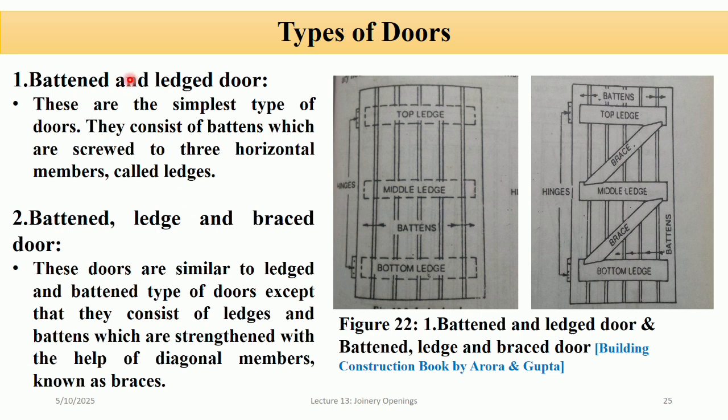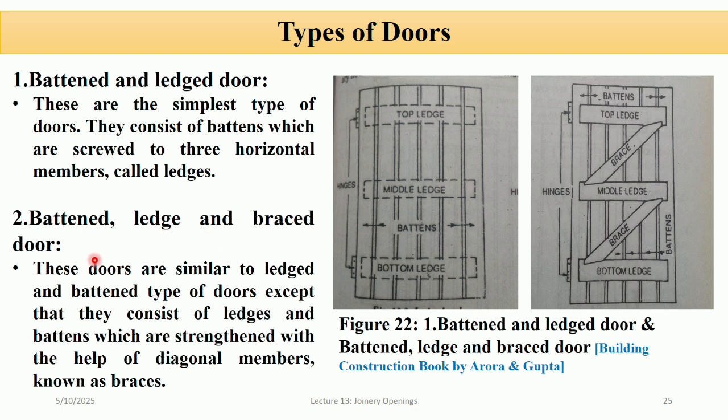Batten and ledge door. These are the simplest type of doors. They consist of battens which are screwed to three horizontal members called ledges. You can see here this is a batten which is provided vertically, and we provided it in three layers. This is the ledge. So this is the top ledge, bottom ledge, and middle ledge.